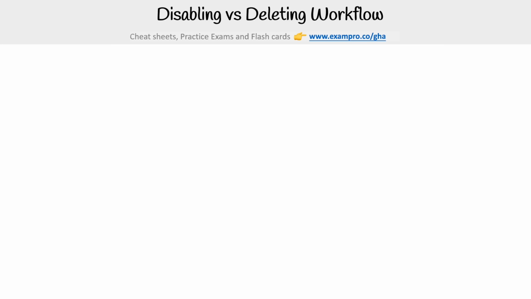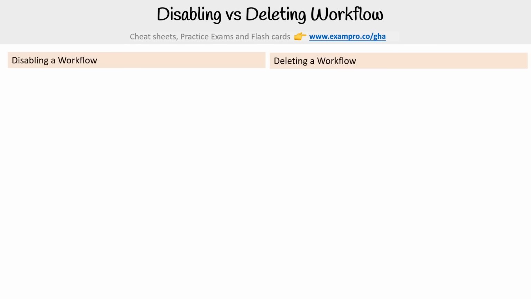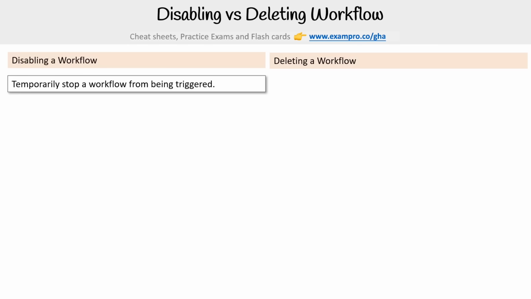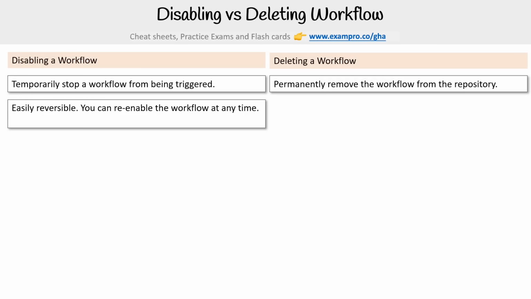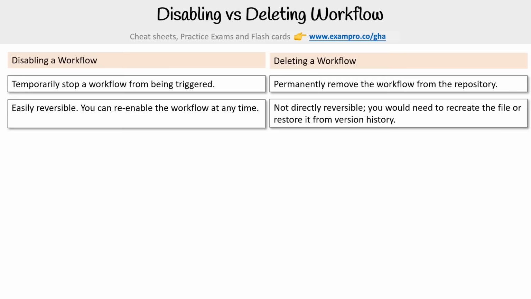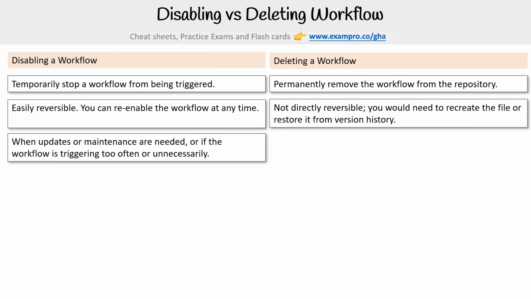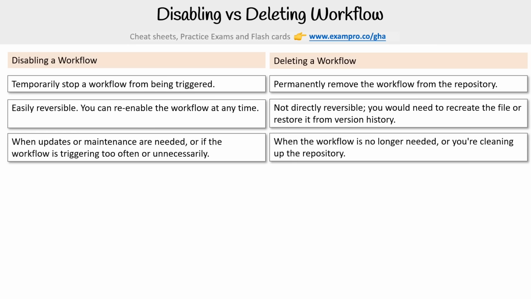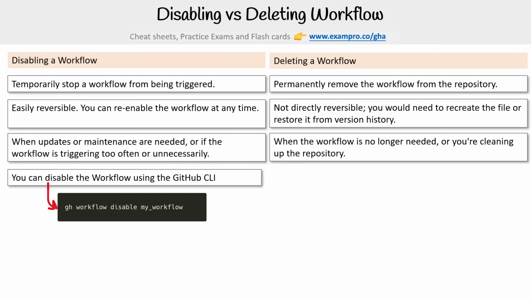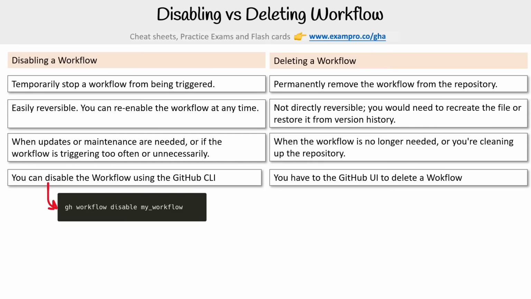Let's compare the difference between disabling versus deleting a workflow. When you disable, you temporarily stop it. When you delete it, it is gone. Disabling, you can reverse it. Deleting, you cannot. When it's disabled, the idea here is you might do this when you need to do updates or maintenance, or you don't want the workflow to trigger as often. Deleting is you just want it gone. You can disable a workflow using the GitHub CLI. You can only delete the workflow through the UI.